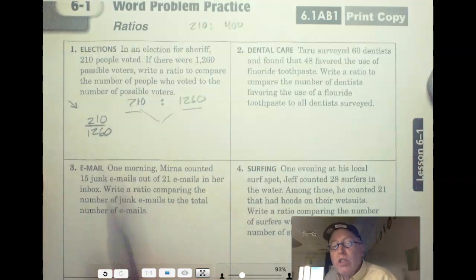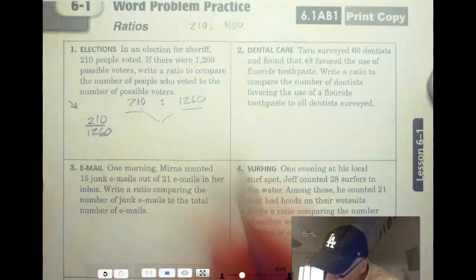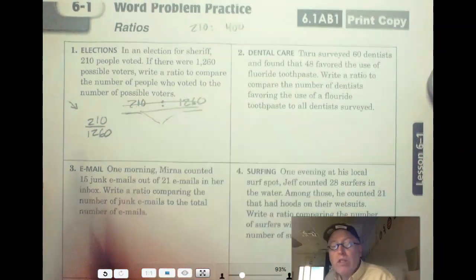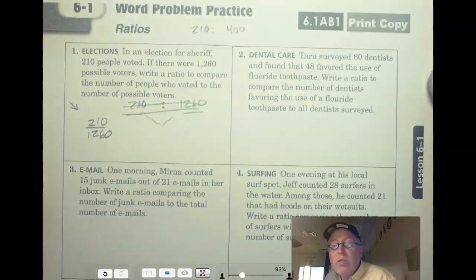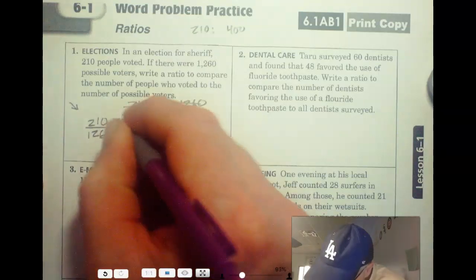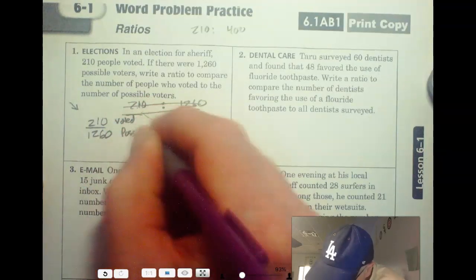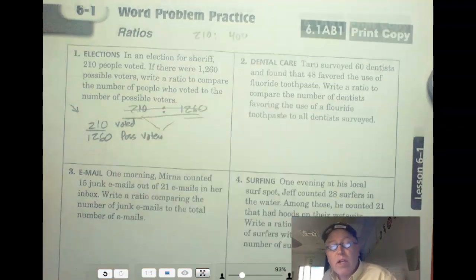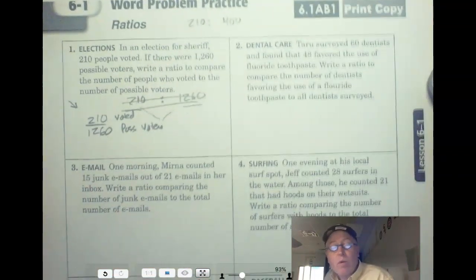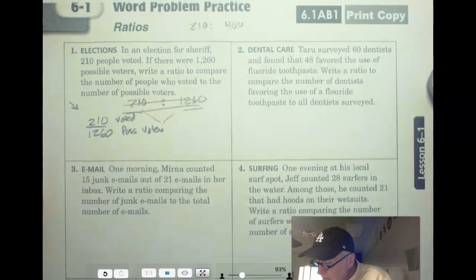We're going to call this a fraction. So if it's part to whole, we're going to write it as a fraction. All right, that is the ratio comparing the number of people who voted to the number of possible voters. Voted, voters. And you could divide that and put it into a decimal or whatever, but they just said a ratio, so that's what they get.